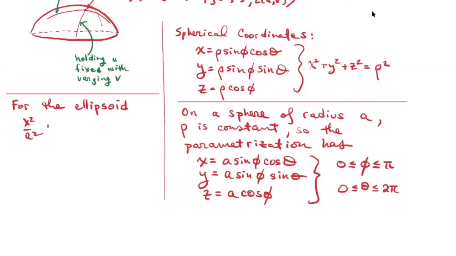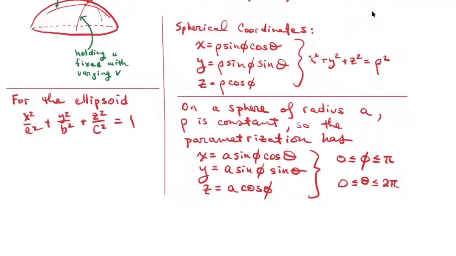x squared over a squared plus y squared over b squared plus z squared over c squared equals 1. Then it's essentially a sphere with 3 different radii. So you could almost just copy everything over for x, y, and z here for the sphere, and just change the radius for each variable.